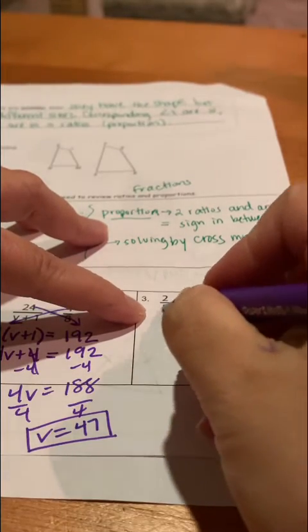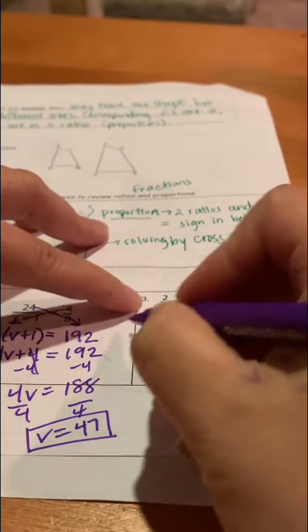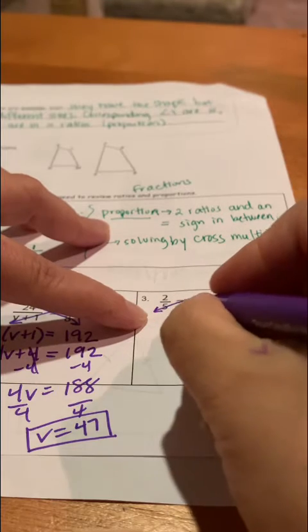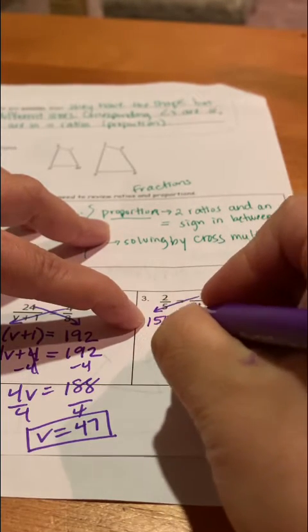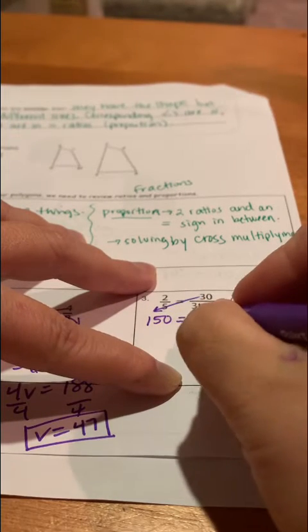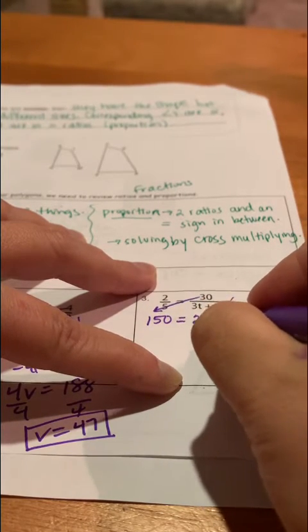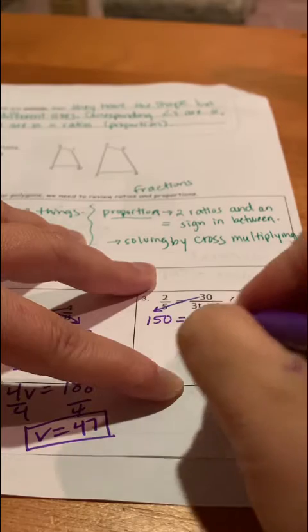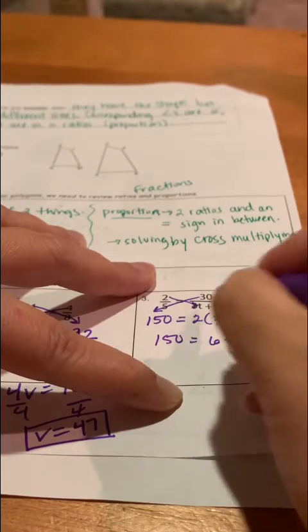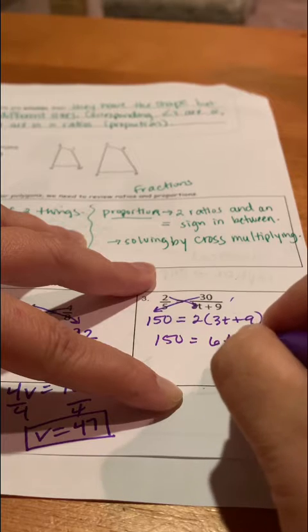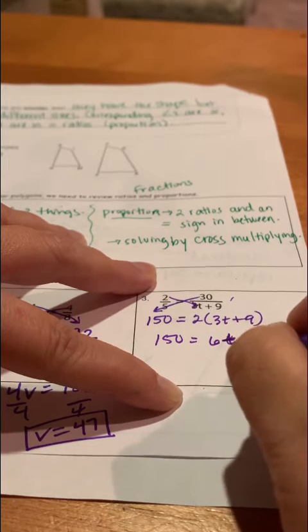Okay, this way. Doesn't matter which way you multiply first, and it honestly doesn't matter which side gets what. 30 times 5 is 150. I'm going to do 2 times both of those. If you can do that in one step, that's fine. 6t. Oops, sorry, that way. 6, that's a t. Plus 18.